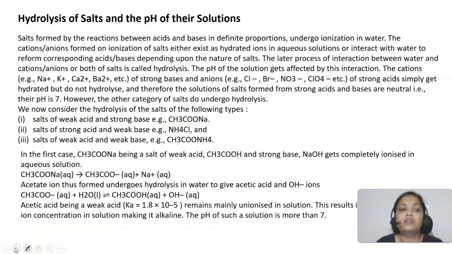Okay. Now students, we were talking about acids and bases. Now let's talk about salts also. When you hydrolyze a salt, when you put the salt in water, what kind of reactions take place and what will be the pH of the solutions. You know salts formed by the reaction between acids and bases undergo ionization in water. So the cations and anions formed, they exist as hydrated ions or they interact with water to reform the corresponding acid or base. Either the acid or base is formed, or they exist as hydrated ions, depending on the nature of the salt.